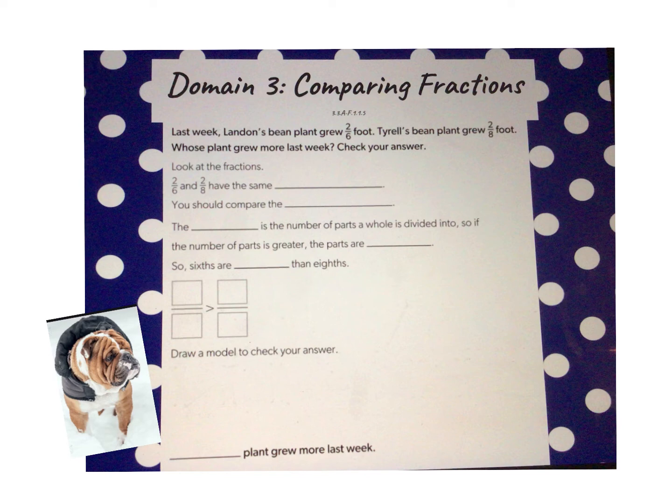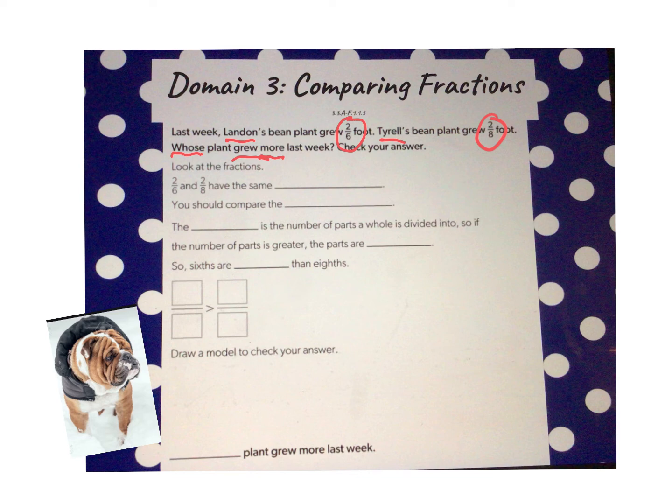All right, friends, so thinking of this problem, last week, Landon's bean plant grew 2/6 foot. Tyrell's bean plant grew 2/8 foot. Whose plant grew more last week? We're going to check our answer. So the first thing I'm going to do is circle these important numbers. I have 2/6 and 2/8, and I know that Landon's was 2/6 and Tyrell's was 2/8. So the question's asking us whose plant grew more last week. So we're going to compare, and I'm going to underline that word, grew more. We're looking for whose plant grew more, not which fraction grew more, but who. So we're talking about where the answer is going to be either Landon or Tyrell.